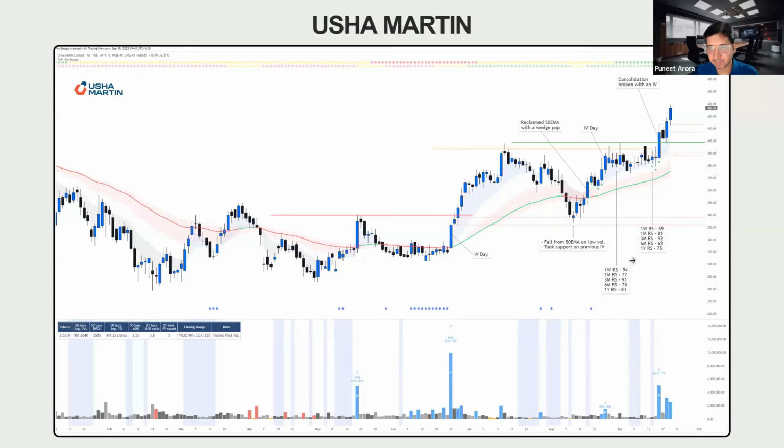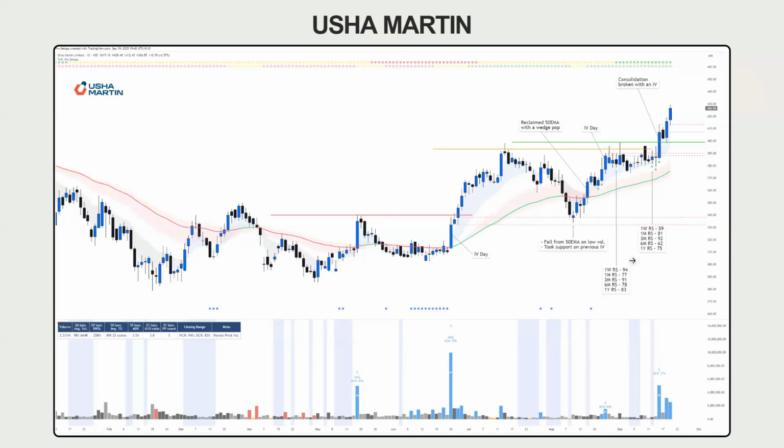Because only these things are very helpful, like you have mentioned: reclaimed 50 MA with a wedge pop, a fall from 50 MA on low volume, took support on previous IV, consolidation broken with an IV. I understand, for an experienced investor, these are quick to just glance at and understand. But for beginners, they become very good cues to understand how the stock has behaved over the past periods.